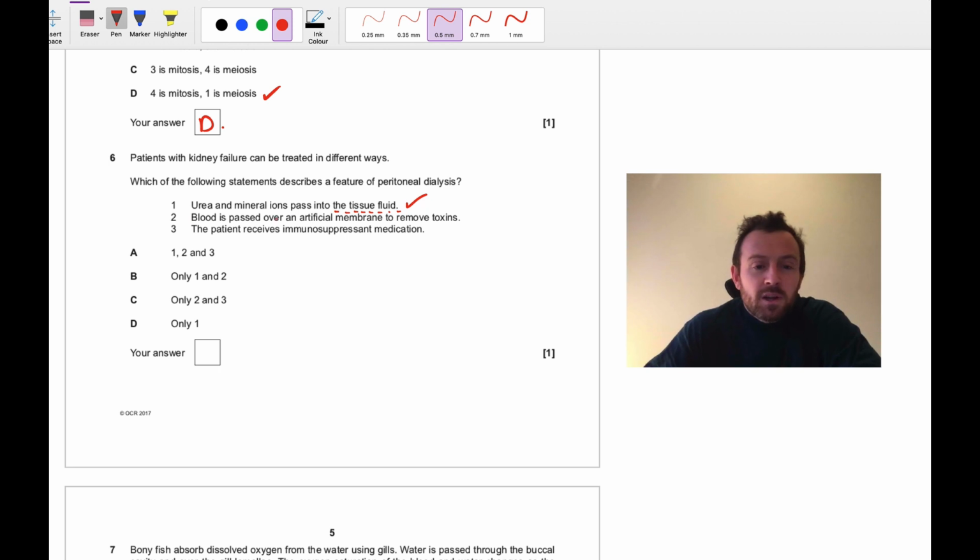a yes. Blood is passed over an artificial membrane to remove toxins. No, it's not. It's a biological membrane, the peritoneal cavity membrane, I think it's called. And the patient doesn't have to receive immunosuppressant because it's not a transplant. So just 1 is true, I guess. So it's got to be D.